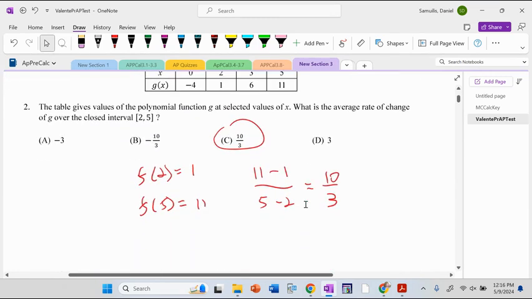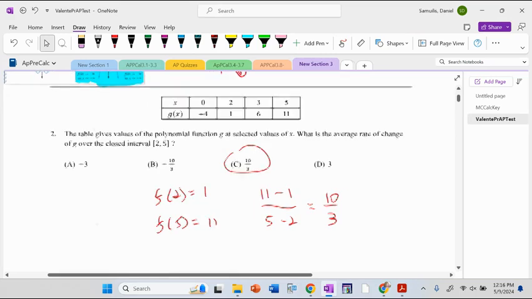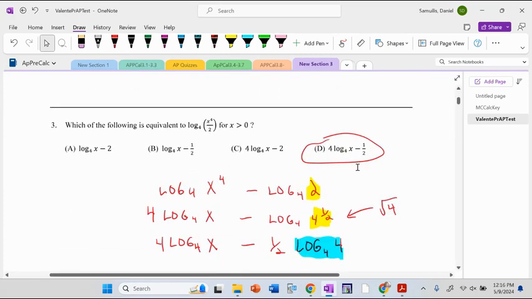Next one. Okay, we know what average rate of change is. It's just slope. So the chart input output shows (2, 1), (5, 11). That's the slope formula: y2 minus y1 over x2 minus x1. Next. Logarithm rules. This is just the division rule. So log base 4 of a division means subtract these two logarithms. I don't know if I'm saying that mathematically perfect, but that's what happens.